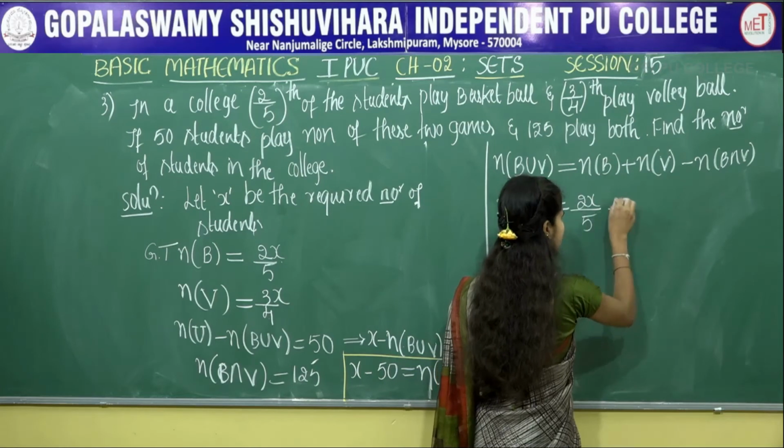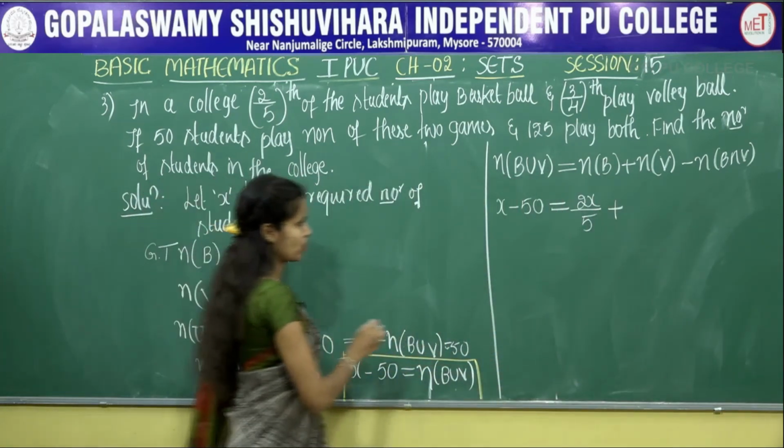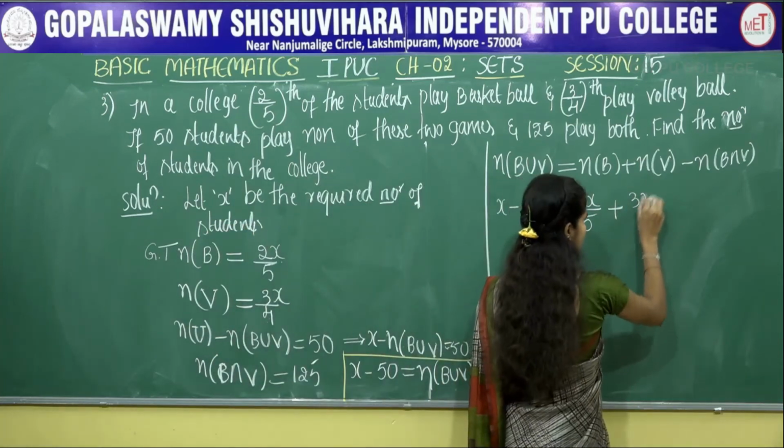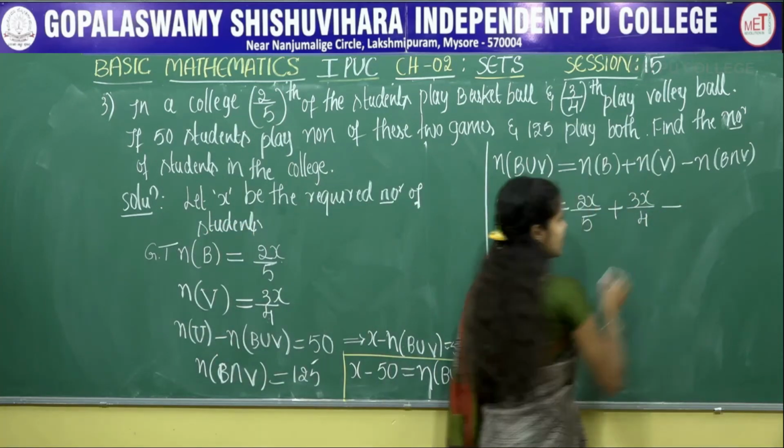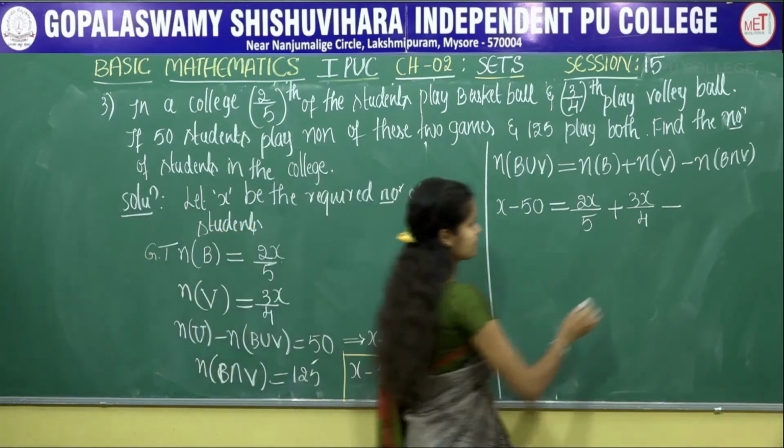2x by 5 plus n of V. n of V means 3x by 4, minus n of B intersection V. B intersection V is 125.